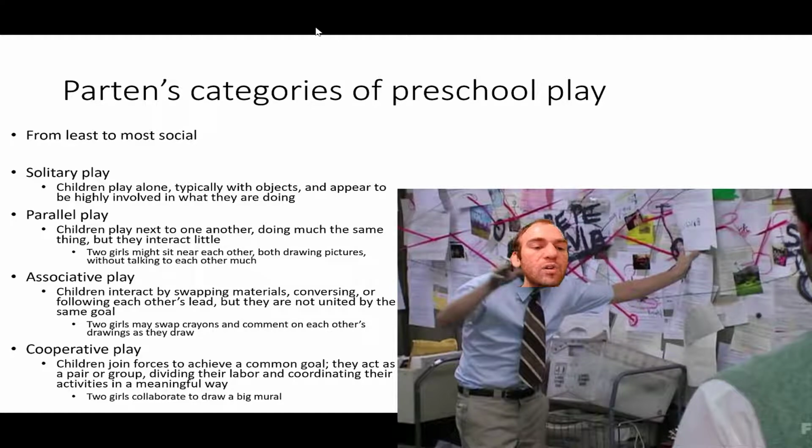Cooperative play. Children join forces to achieve a common goal. They act as a pair or group, dividing their labor and coordinating their activities in a meaningful way. 2 girls collaborate to draw a big mural. So it's kind of straightforward here that through time, we go from just playing by yourself to playing next to somebody to interacting with someone to then working on and cooperating with other individuals. Again, reflecting the development of play, becoming more social and more imaginative with age.